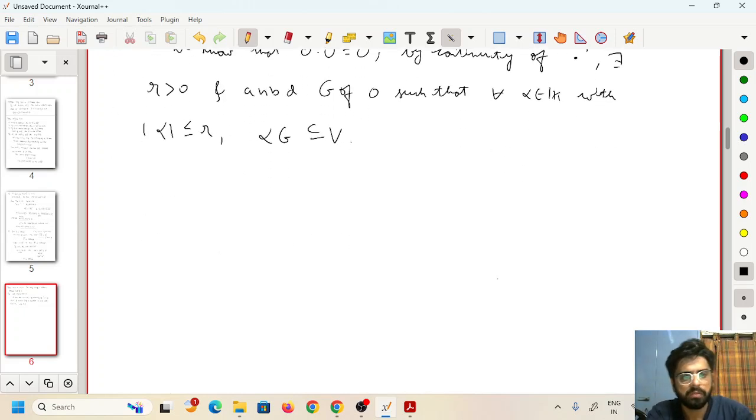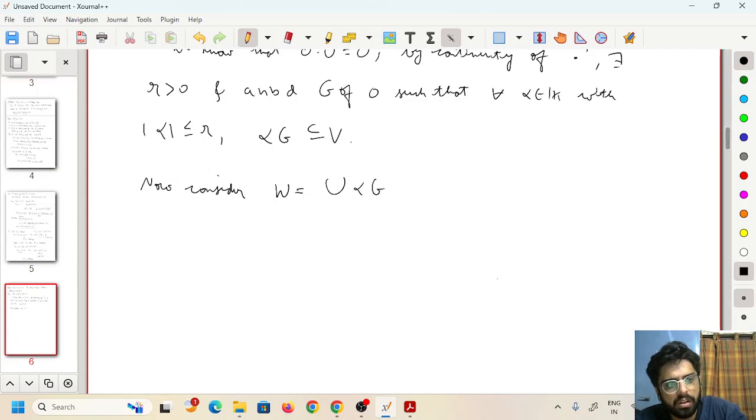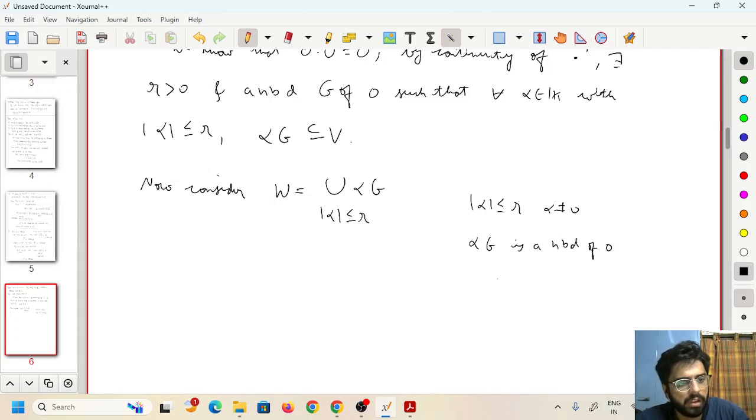Okay. Now consider W equal to union of all these alpha G where mod alpha is less than or equal to R, right? Each of these alpha G are open sets because G is open, right? Not each of them, for all the non-zero alphas, right? Whenever mod alpha is less than or equal to R, alpha non-zero, alpha G is a neighborhood of 0, right? And when alpha equal to 0, alpha G will be nothing but singleton 0, right? That doesn't matter.